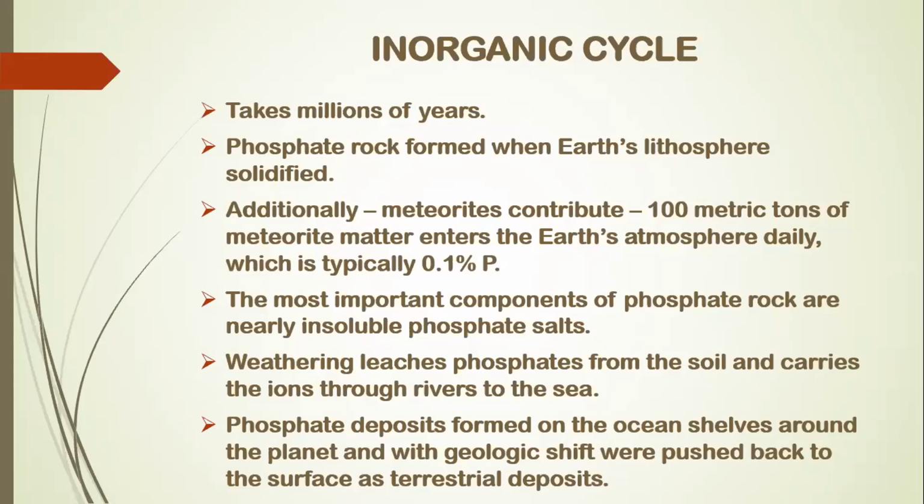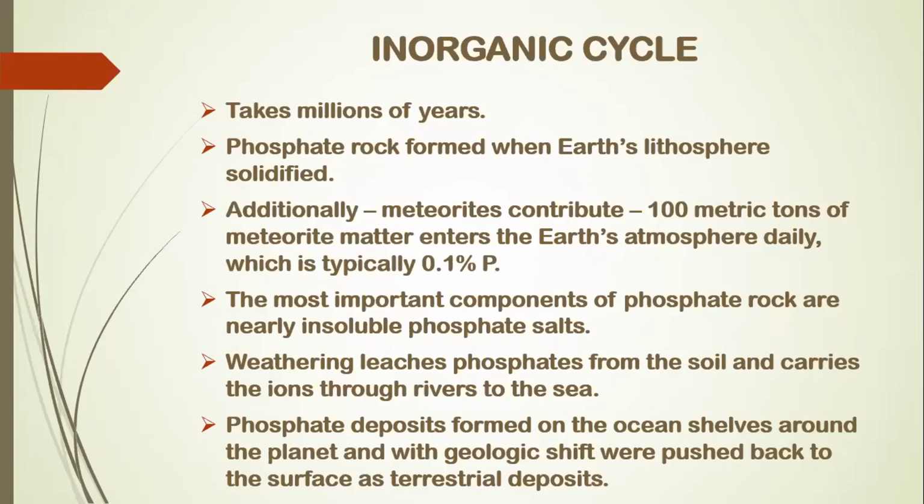Additionally, meteorites contribute. 100 metric tons of meteorite matter enters the Earth's atmosphere daily, which is typically 0.1% phosphorus. The most important components of phosphate rock are nearly insoluble phosphate salts. So this is what you find in the mines. This is what you find, terrestrial phosphates when you're dealing with the mines, a lot of insoluble phosphate rocks.